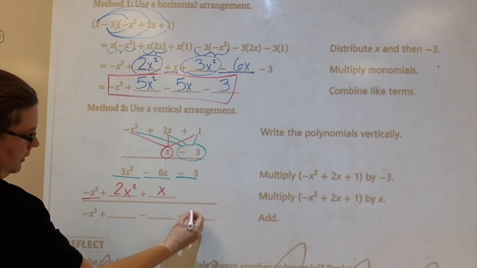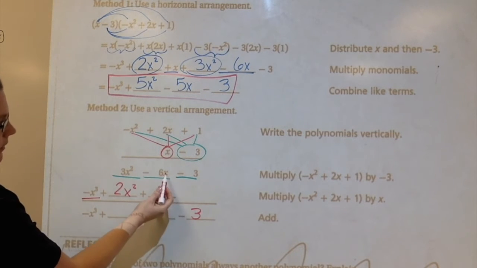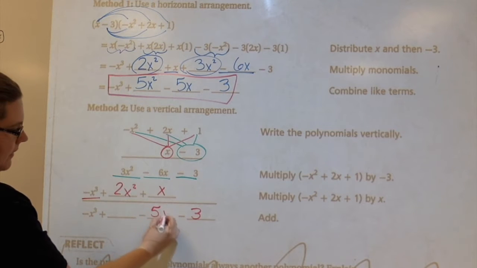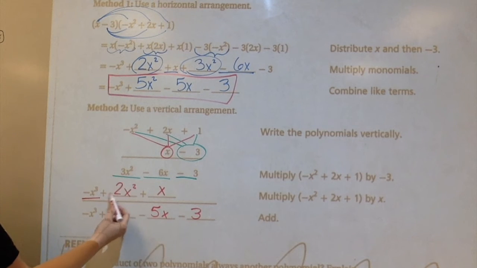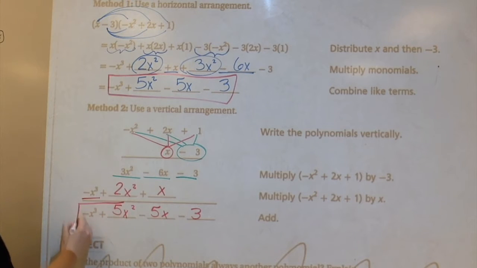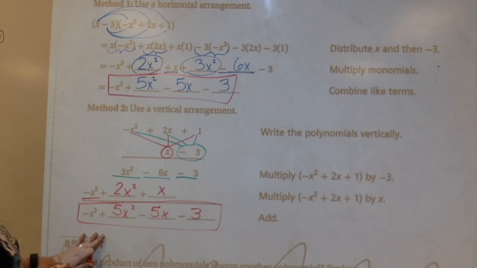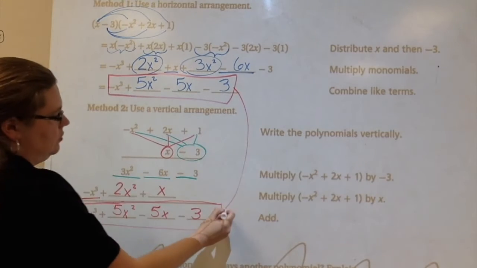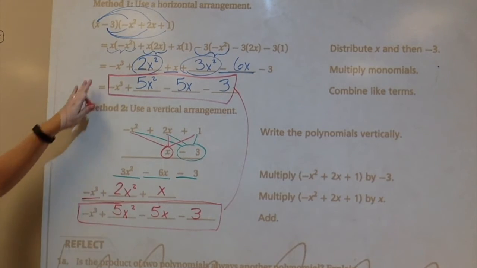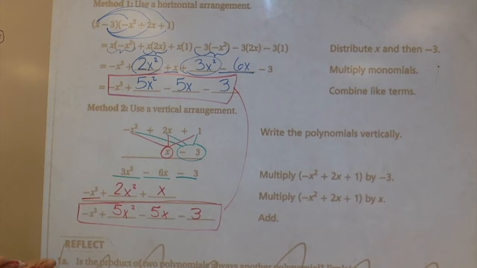-3 is the only constant, so bring that down. -6x plus x is -5x. And 3x squared plus 2x squared is 5x squared. They've already brought down the -x cubed for you. So again, there is your final answer using the vertical arrangement method. And you can see that you get the same thing both ways, which you should because it's the same problem. Feel free to pause if you need to get that down.